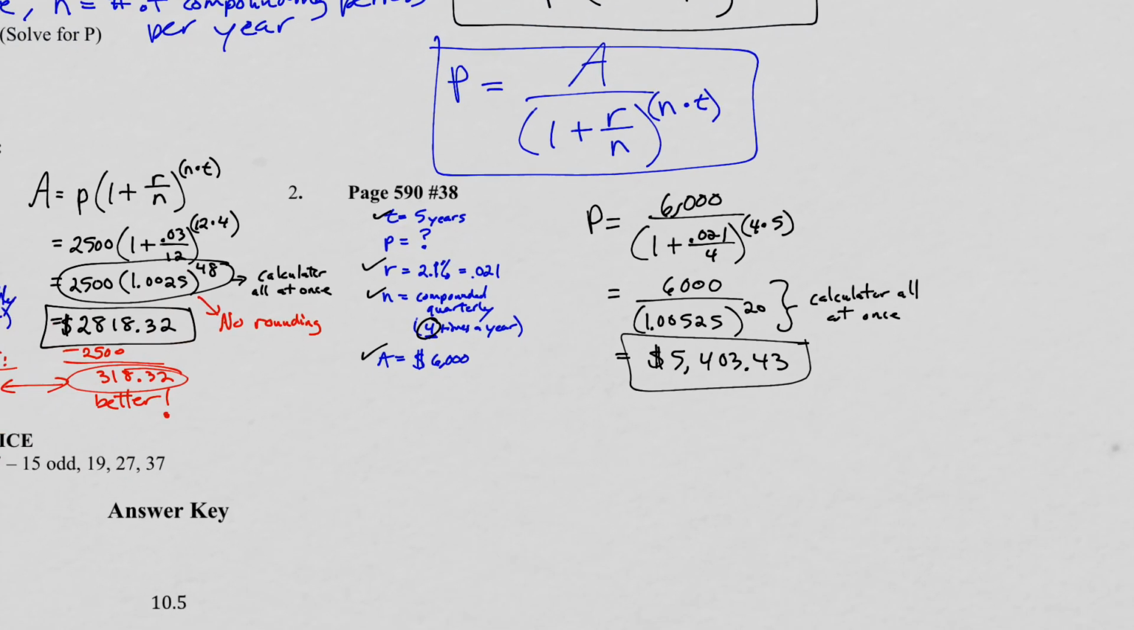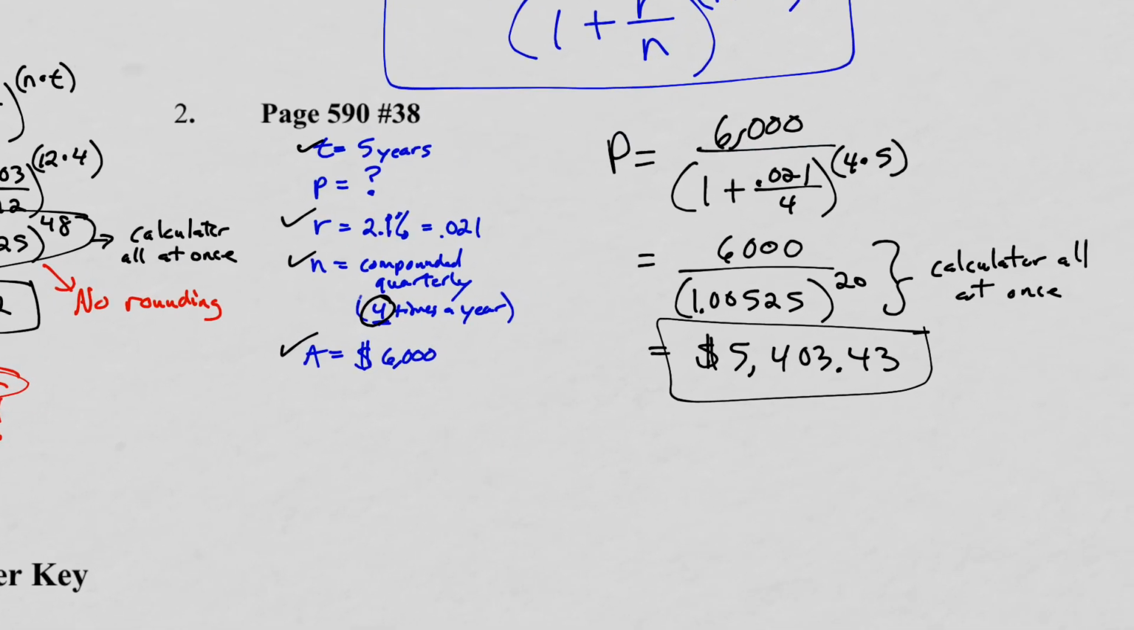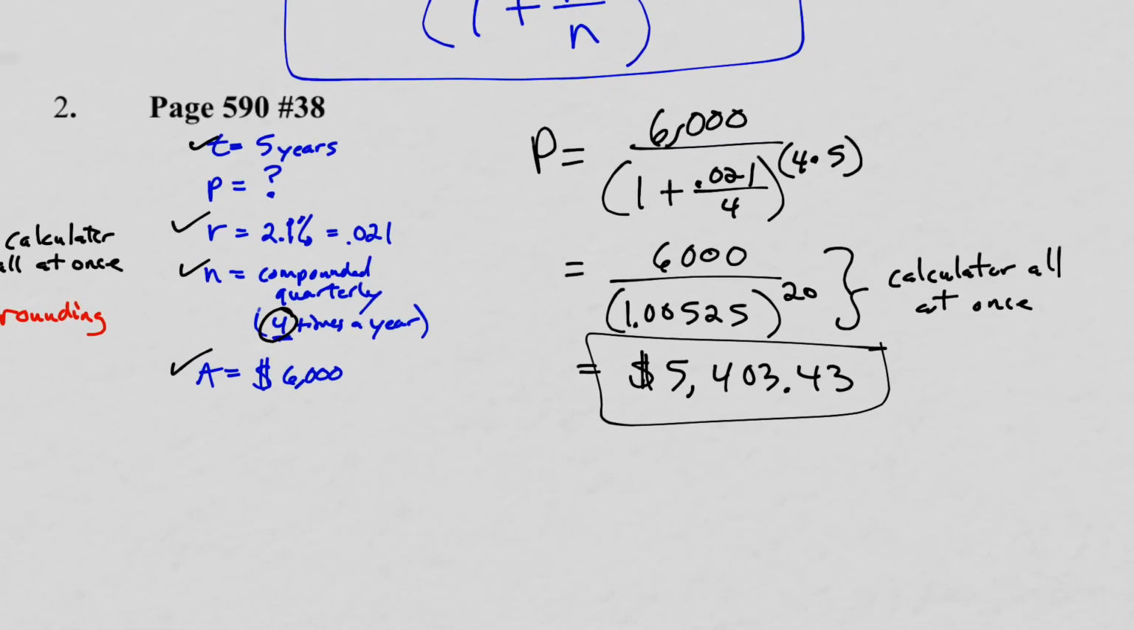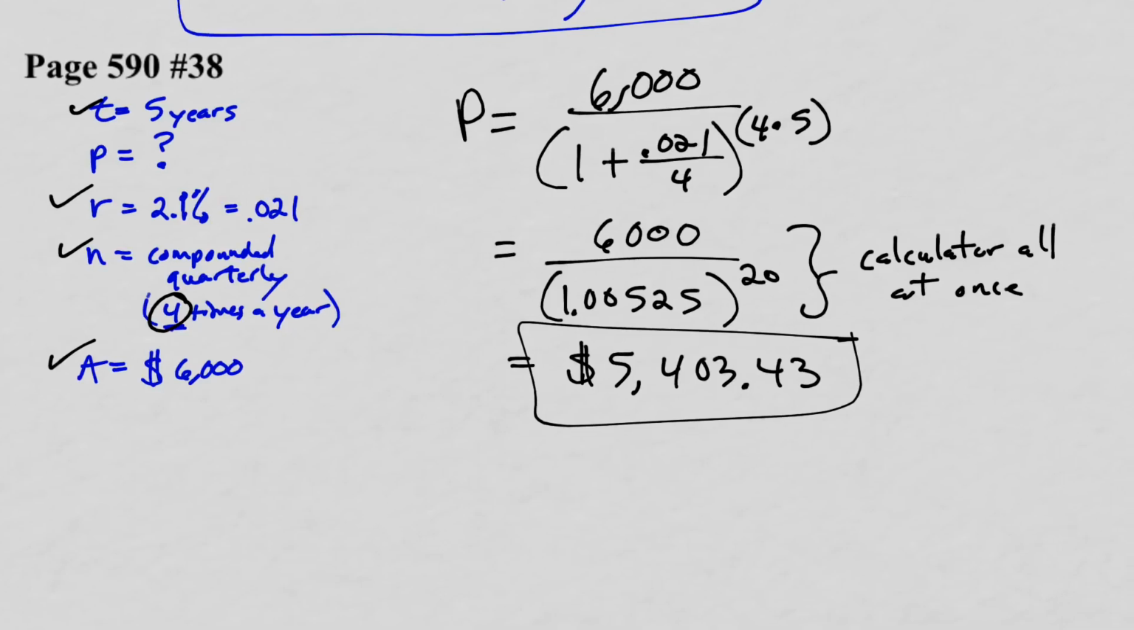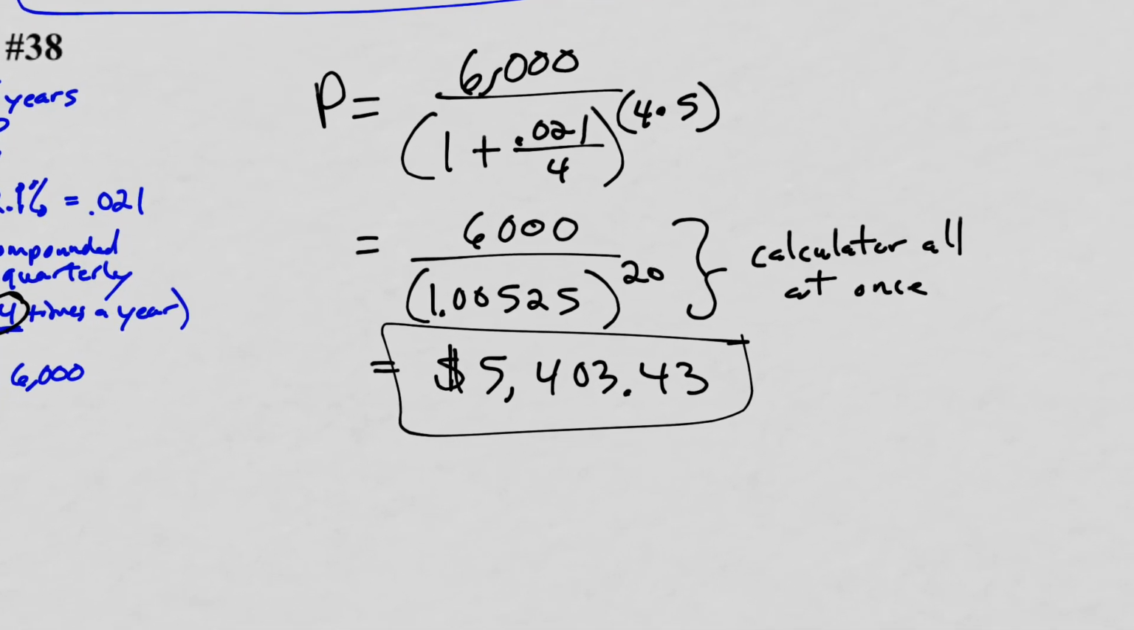Okay. So if you invest $5,403.43 in that account, which doesn't really pay a lot, then you'll make the other $600 or so you need to make the 6,000.